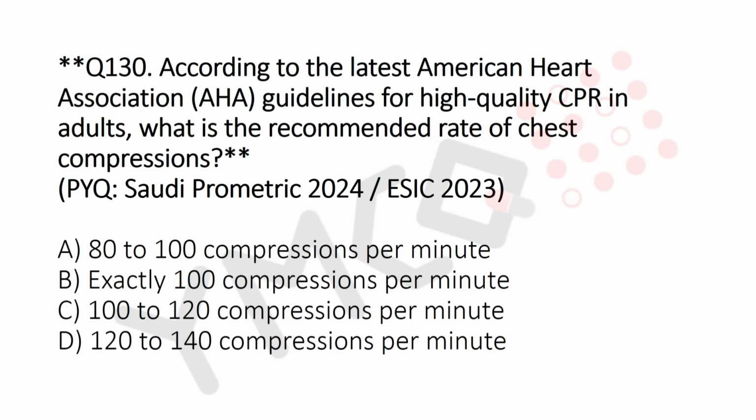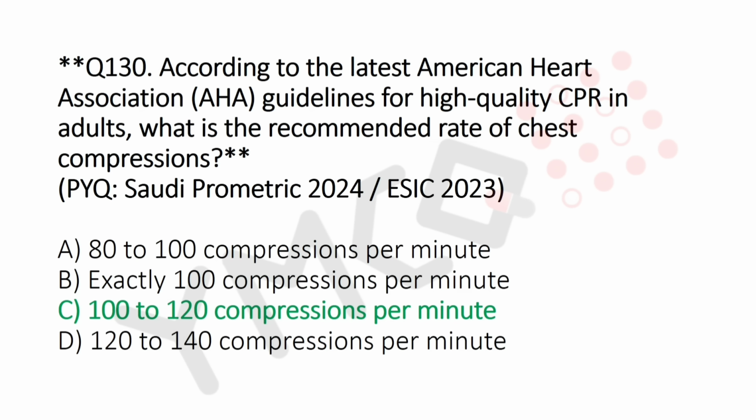According to the latest American Heart Association guideline for high quality CPR in adults, what is the recommended rate of chest compression? Option A, 80 to 100 compressions per minute. Option B, exactly 100 compressions per minute. Option C, 100 to 120 compressions per minute. Option D, 120 to 140 compressions per minute. And the answer is option C, 100 to 120 compressions per minute.